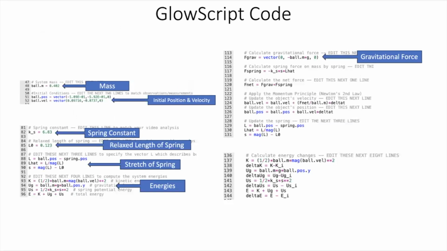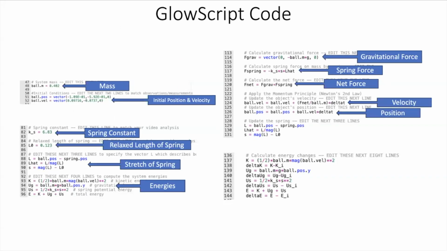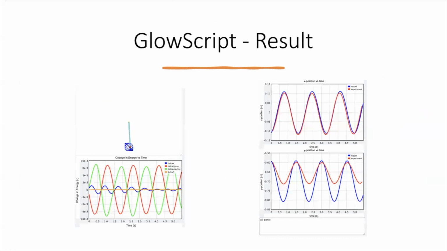Line 114 was changed for the gravitational force. Line 117 was changed for the spring force. Line 120 was changed for the net force. Line 124 was changed for velocity. Line 126 for position. Lines 129 to 131 were changed for a stretch of the spring. Lines 137 to 144 were changed to update the energies. These are the results of the code.